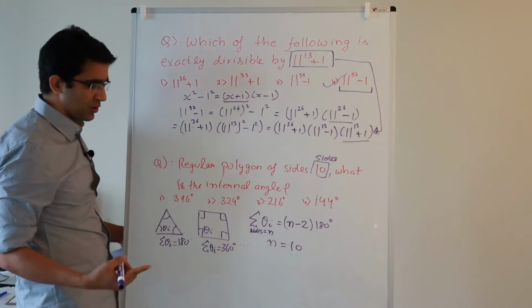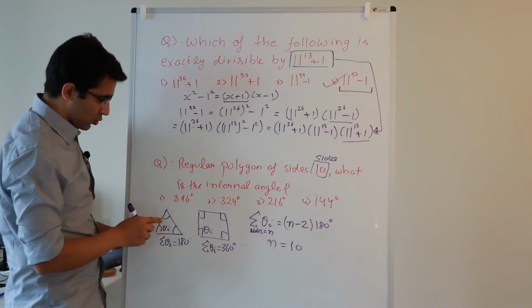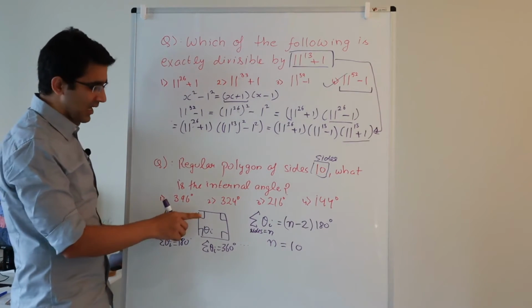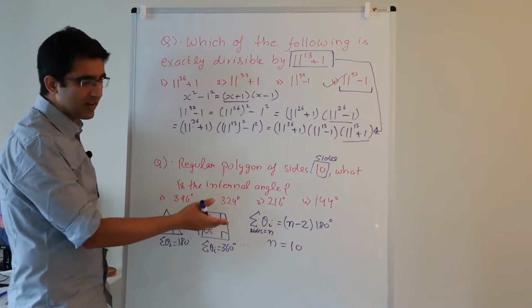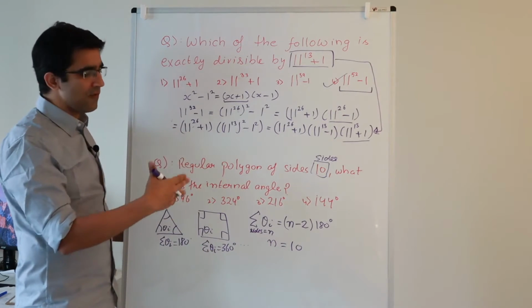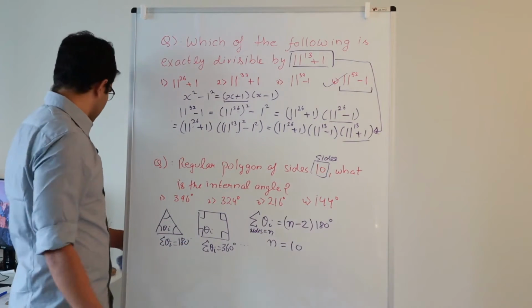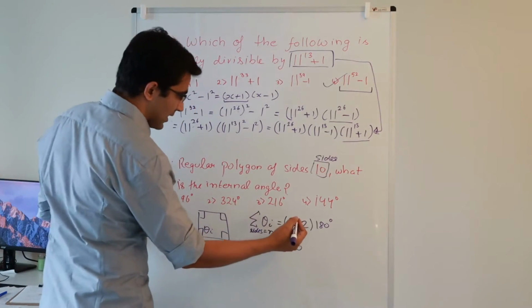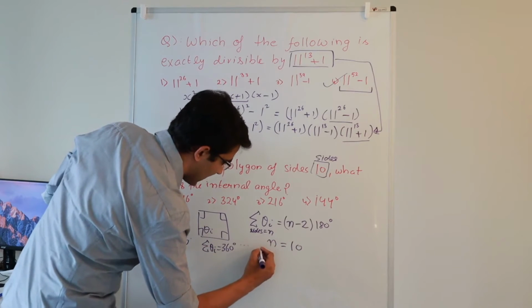So I just need to substitute that value over there. Okay, and I have to find one angle. So a triangle will have 3 internal angles, a square will have 4 internal angles, or a quadrilateral will also have 4 internal angles. So the number of internal angles is equal to the number of internal sides. So I will put here n is equal to 10.